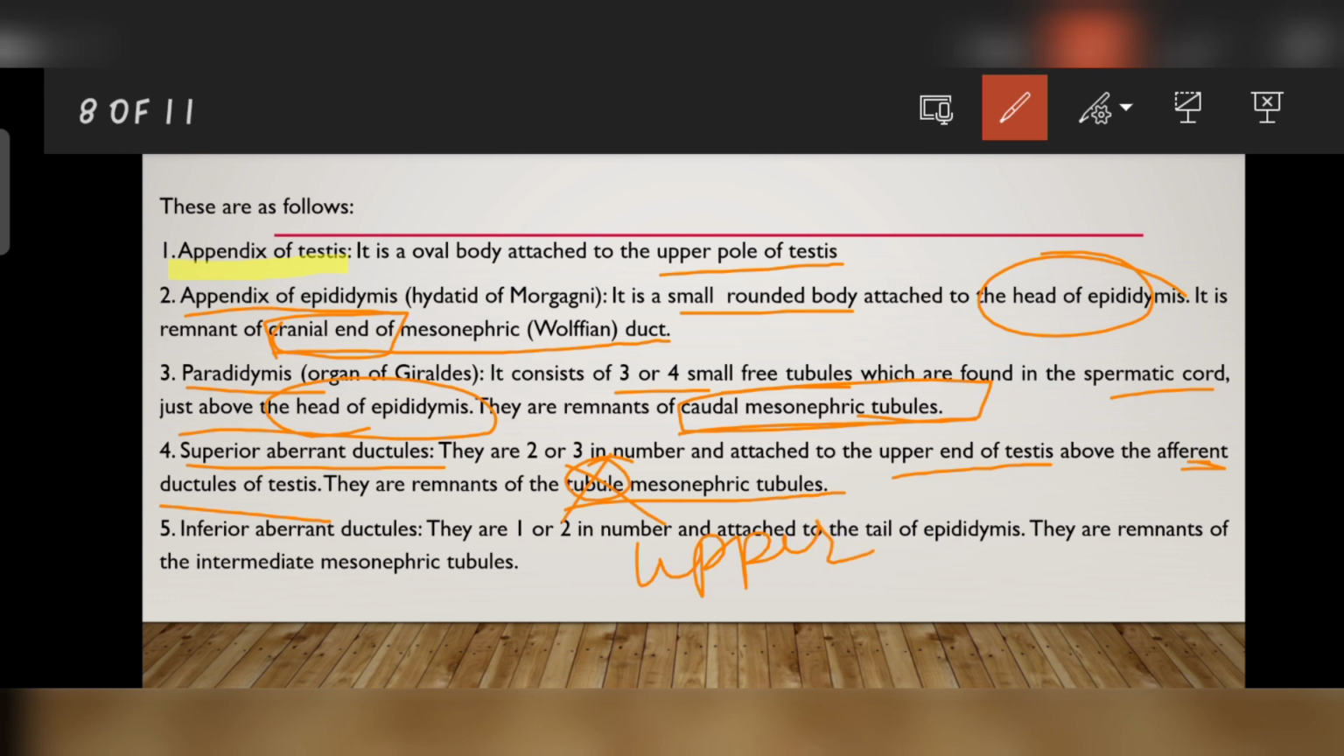Now the next one, inferior aberrant ductule. The last one, they are about 1 or 2 in number and are attached to the tail of the epididymis, and they are the remnants of the intermediate mesonephric tubules.